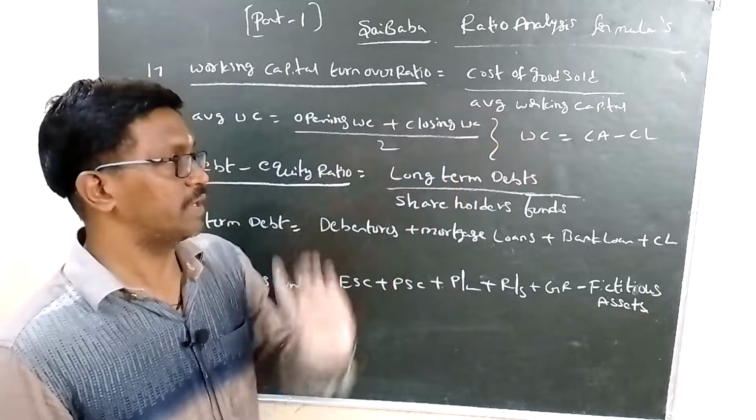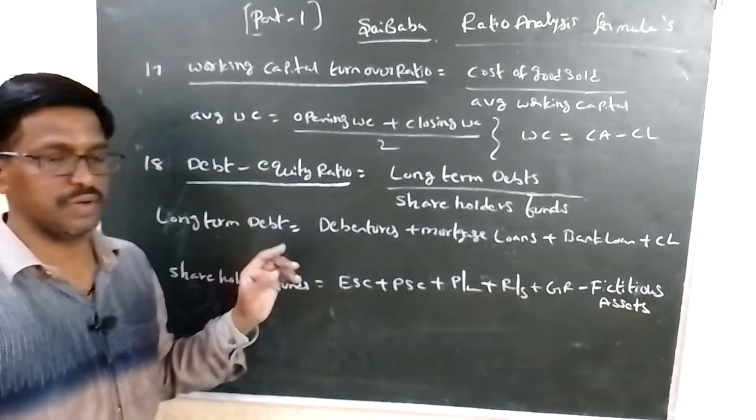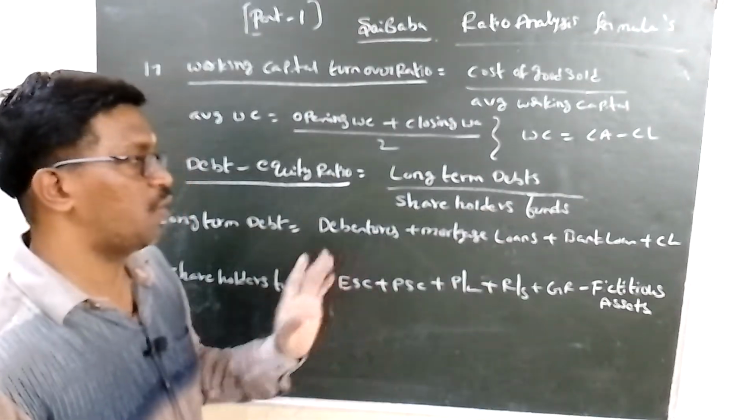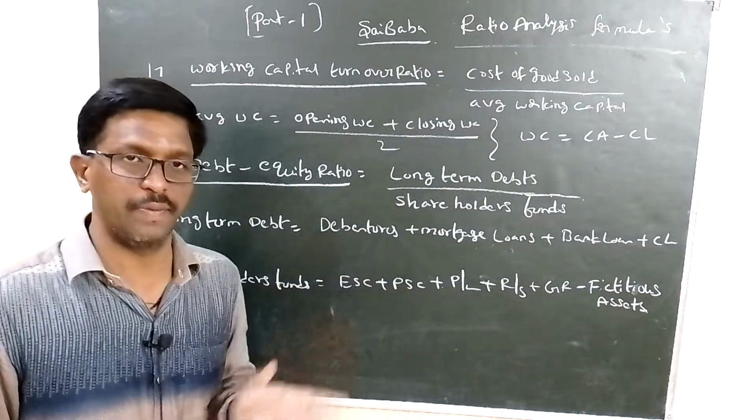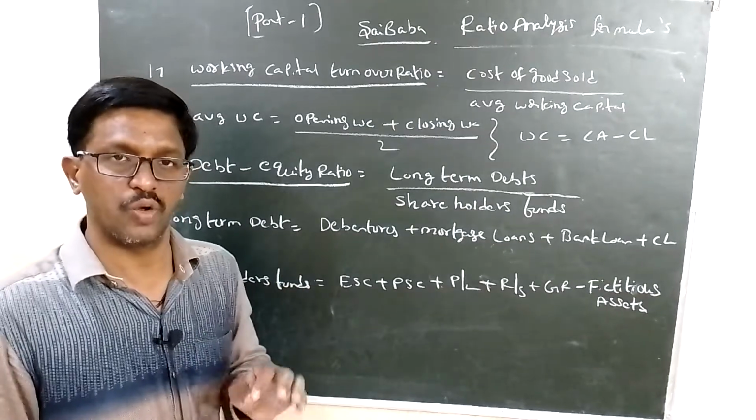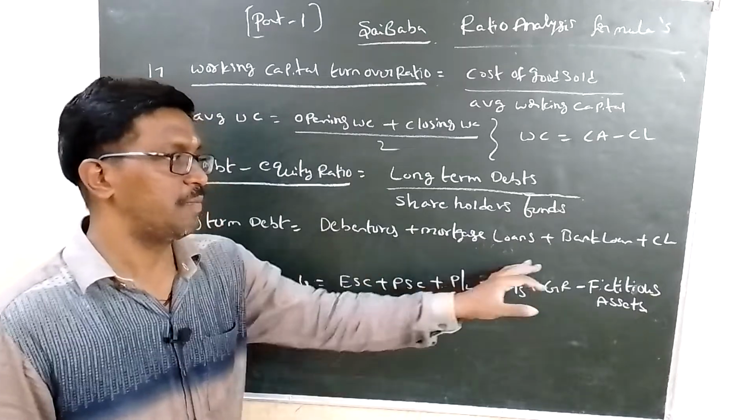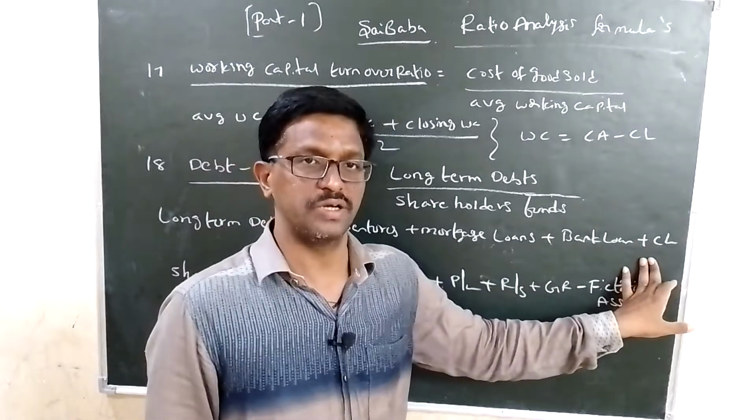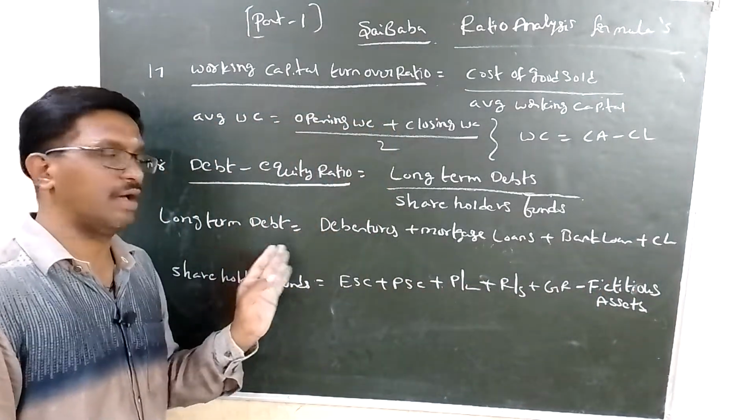Okay. Next formula, debt equity ratio. Debt equity ratio means long term debt by shareholder funds. Long term debt means long term liabilities: debentures, mortgage loan, bank loan, loans from financial institutions will be taken, and also current liabilities. So outside liabilities will be taken. Long term debt or outside liabilities will be taken.